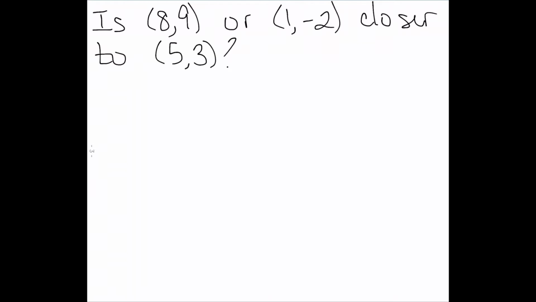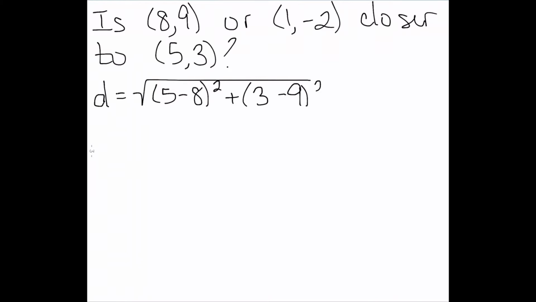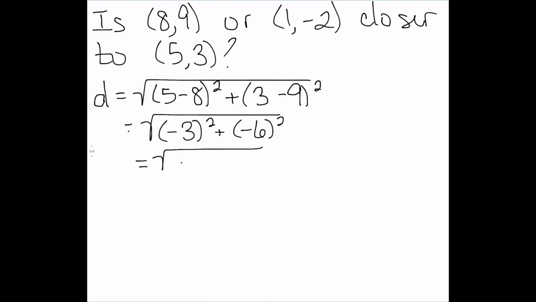For the next example, is 8, 9 or 1, negative 2 closer to the point 5, 3? Let's start by finding the distance between 8, 9 and 5, 3. So we have x2, which is 5, minus x1, which is 8, squared, plus y2, which is 3, minus y1, which is 9. 5 minus 8 is negative 3, and 3 minus 9 is negative 6. So that's 9 plus 36, which gives me the square root of 45.